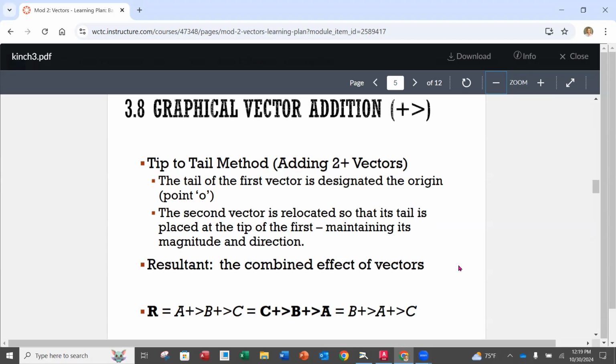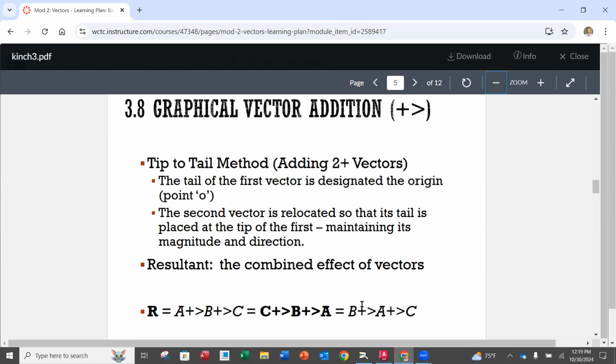Okay, so maintaining its own magnitude and direction. That's why we call it tip to tail. We're going to take the tail of the second one and put it at the tip of the first one. And we're going to continue with however many vectors there are that are affecting the body that we're interested in. Once we exhaust all the vectors we are dealing with, we then want to determine what the resultant is.